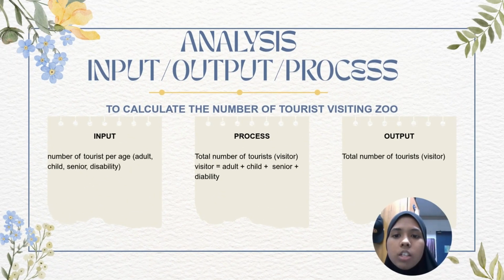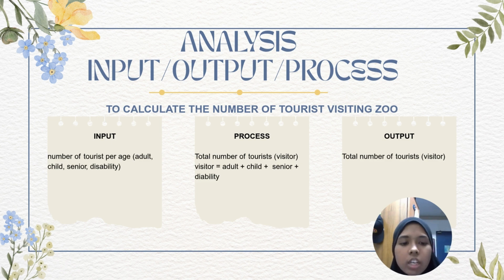Now, let's take a look at the analysis for this project. The first analysis is to calculate the number of tourists visiting the zoo. The input that we need from the customer is the number of tourists per age, of which there are four: the number of tourists for adult, for children, for senior citizen, and for disability person.